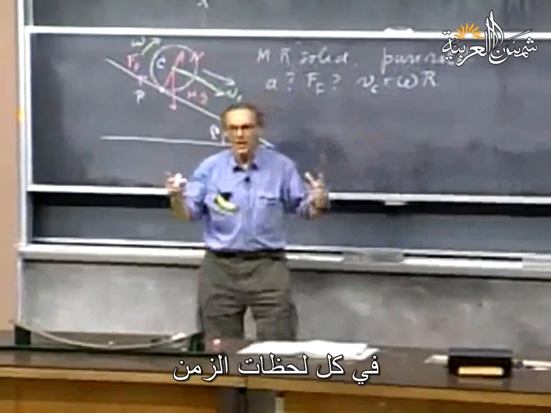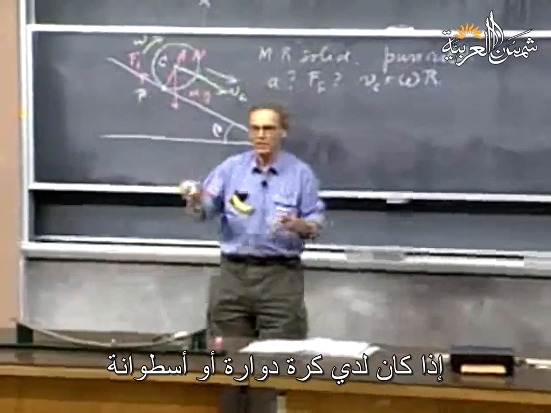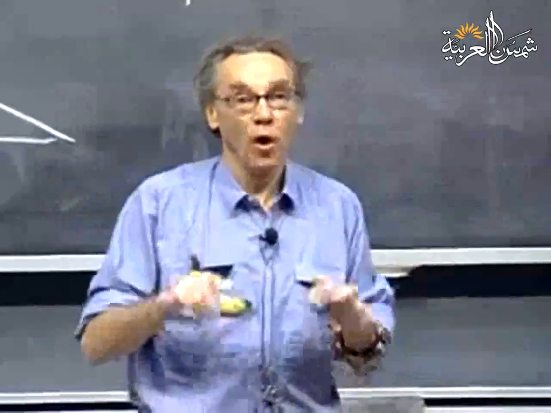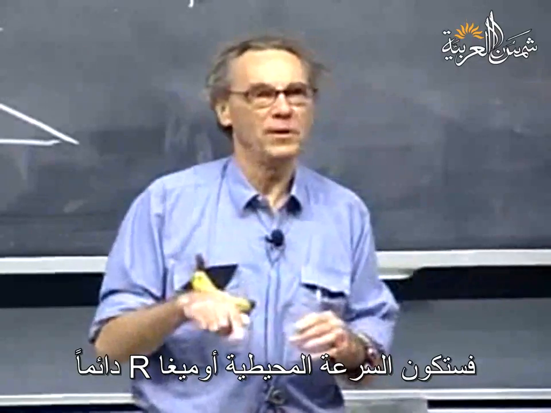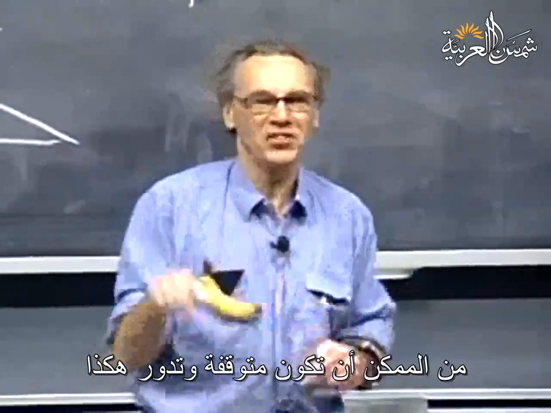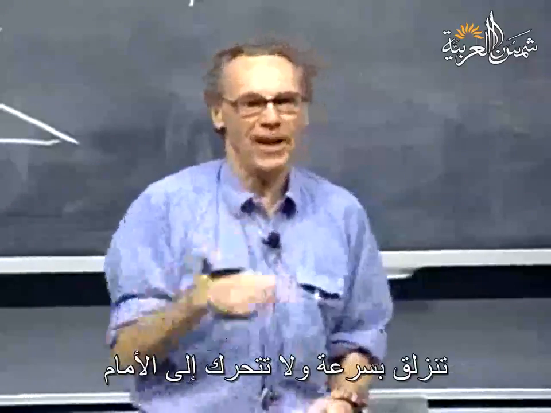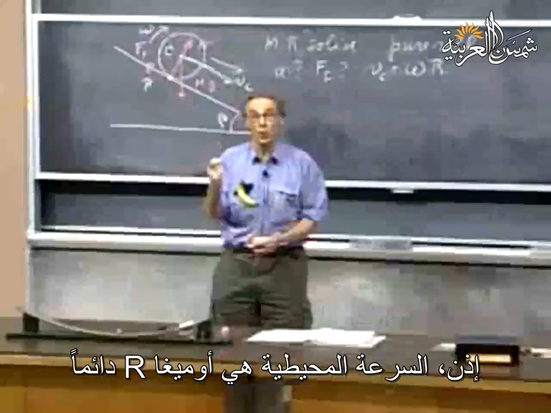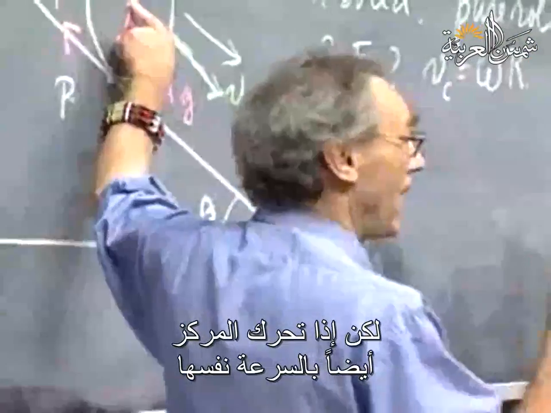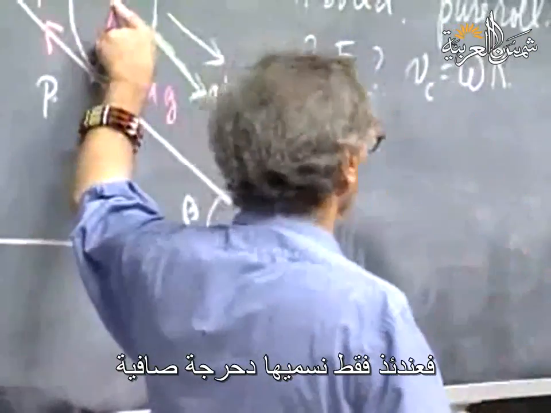At all moments in time, if I have a rotating sphere or cylinder, the circumferential speed will always be omega r. It could be standing still and just rotating like this, flipping like hell and not moving forward. Then the circumferential speed is always omega r. But if the center also moves with that same speed, only then do we call it pure roll.